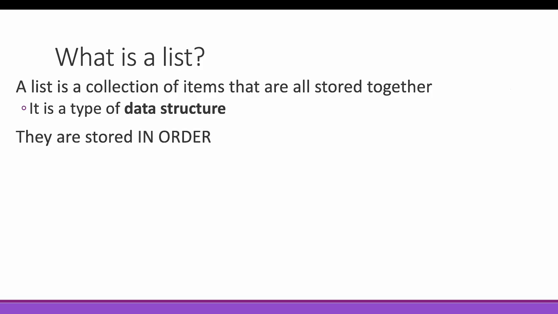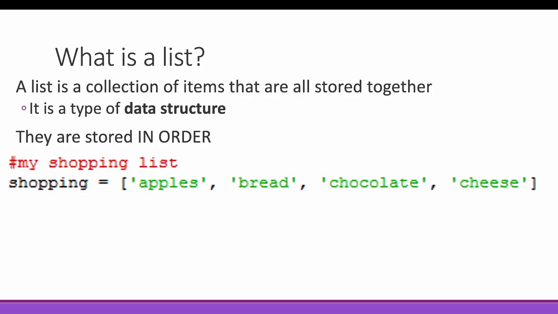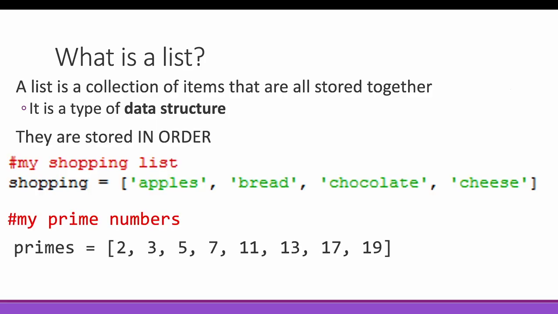And it's really important that the items in a list are stored in order. So what that means, you can have a list of shopping, for example. So we've got our shopping list: apples, bread, chocolate, and cheese. Now, what I mean is in order, that would be different. It's a different list than if it were shopping equals bread, apples, cheese, chocolate. Those would be different lists. We can also have lists with integers in them, such as a list of prime numbers.